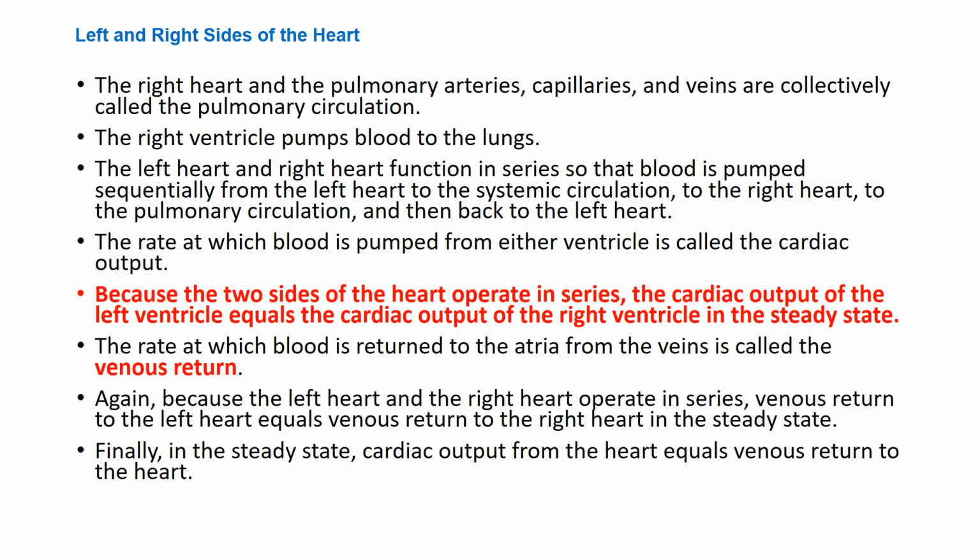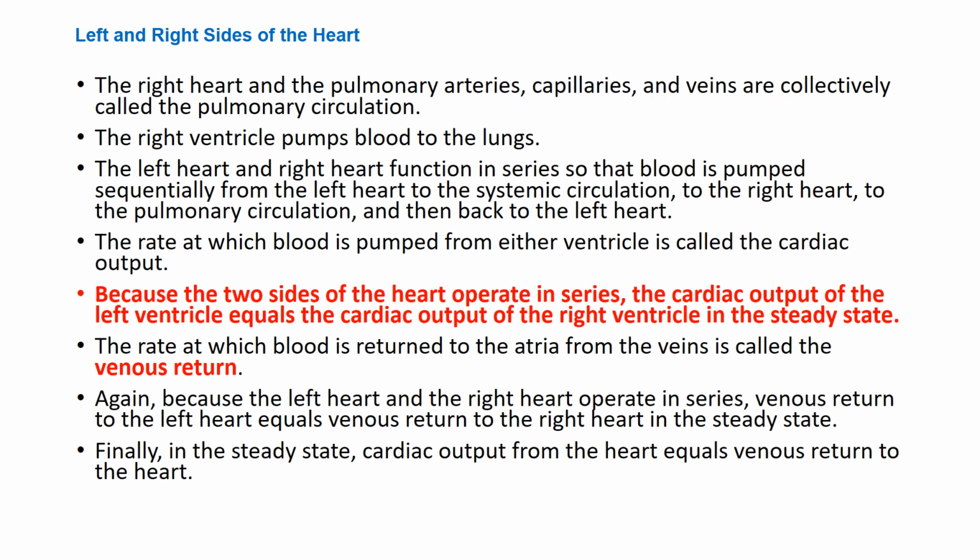The left heart and right heart function in series so that blood is pumped sequentially from the left heart to the systemic circulation, to the right heart, to the pulmonary circulation, and then back to the left heart. The rate at which blood is pumped from either ventricle is called the cardiac output. Because the two sides of the heart operate in series, the cardiac output of the left ventricle equals the cardiac output of the right ventricle in the steady state.